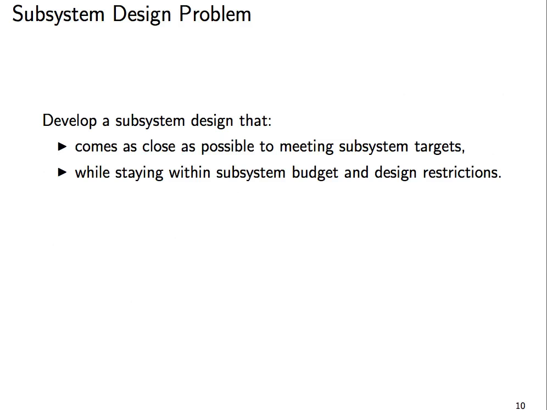Let's have a look at the problem facing an individual subsystem design group during the target cascading process. This group needs to develop a subsystem design that comes as close as possible to meeting subsystem targets, while staying within subsystem budget and design restrictions. What does this sound like? This sounds an awful lot like an optimization problem. What if we could develop a computational model for this subsystem being designed, and then use optimization within the target cascading process?